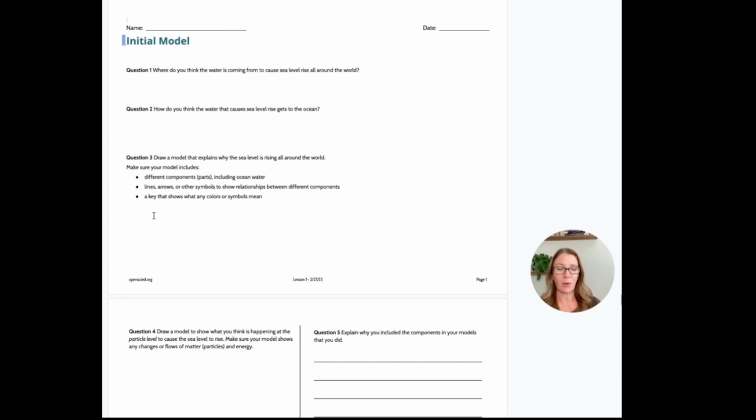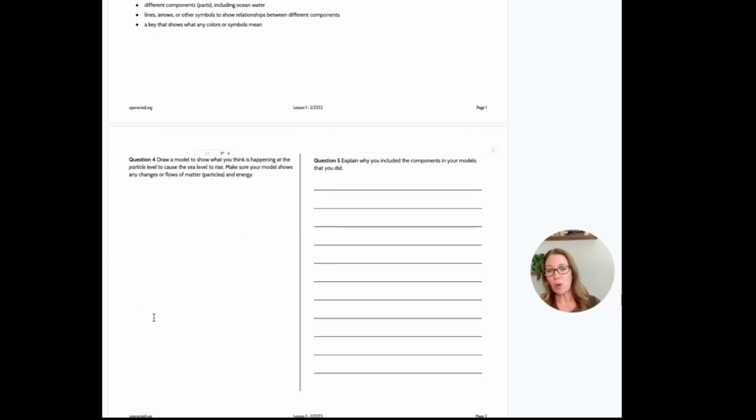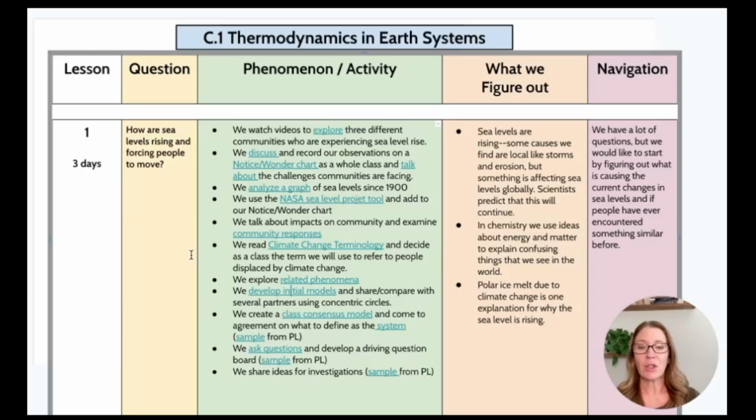This is really a scaffold and a reminder of what's in a model. And then they talk about what's happening at the particle level. So we're forcing students to think about chemistry here and how the particles are interacting to be a part of explaining sea level rise. And so then we share, actually using concentric circles.